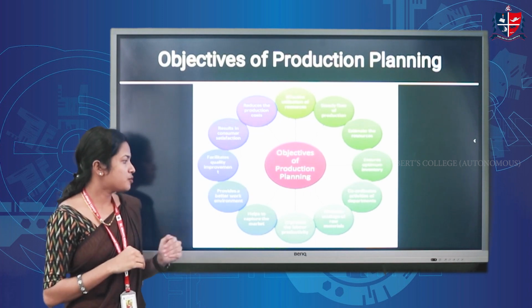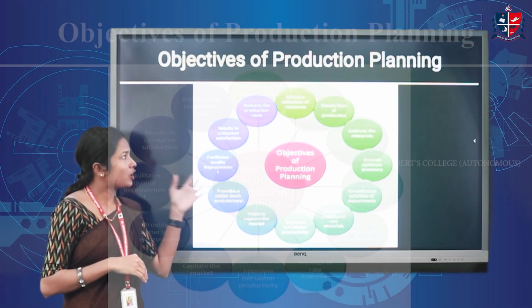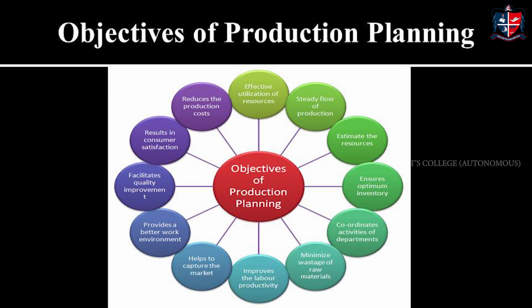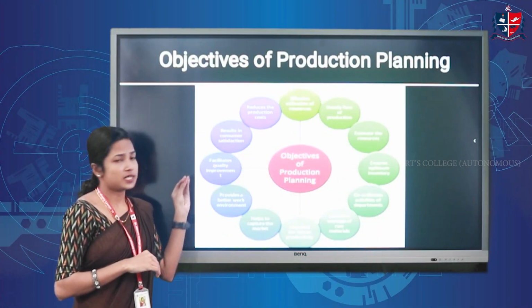Next one is that it helps to capture the market. According to the plan of sales and production planning, we can capture our market. Next one is that it provides a better work environment. We ensure a better working environment for our employees through this planning. Next one is that it facilitates quality improvement. Through this planning, we make sure of the quality of our product, process and the quality of our human resources. Next is that it results in consumer satisfaction.